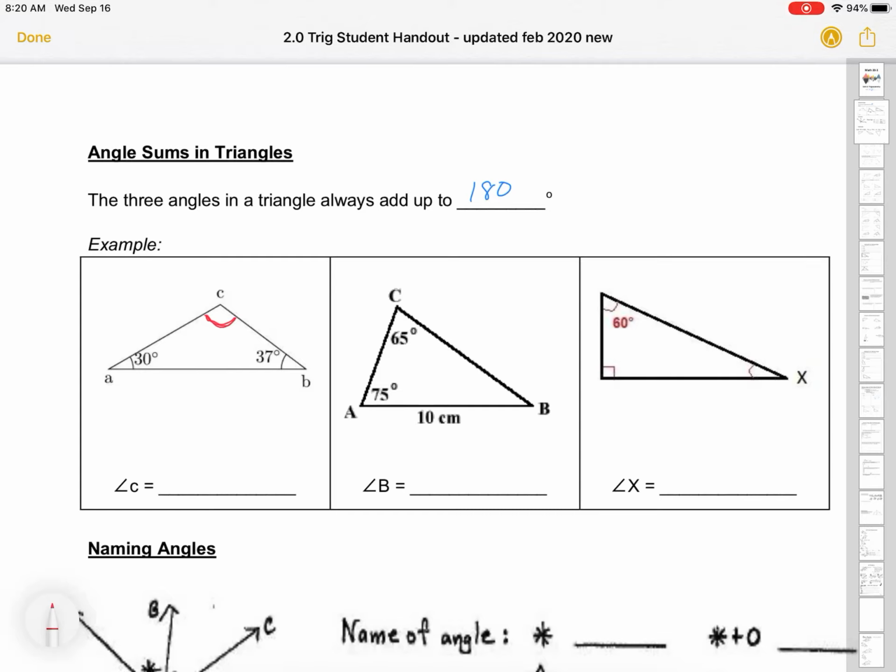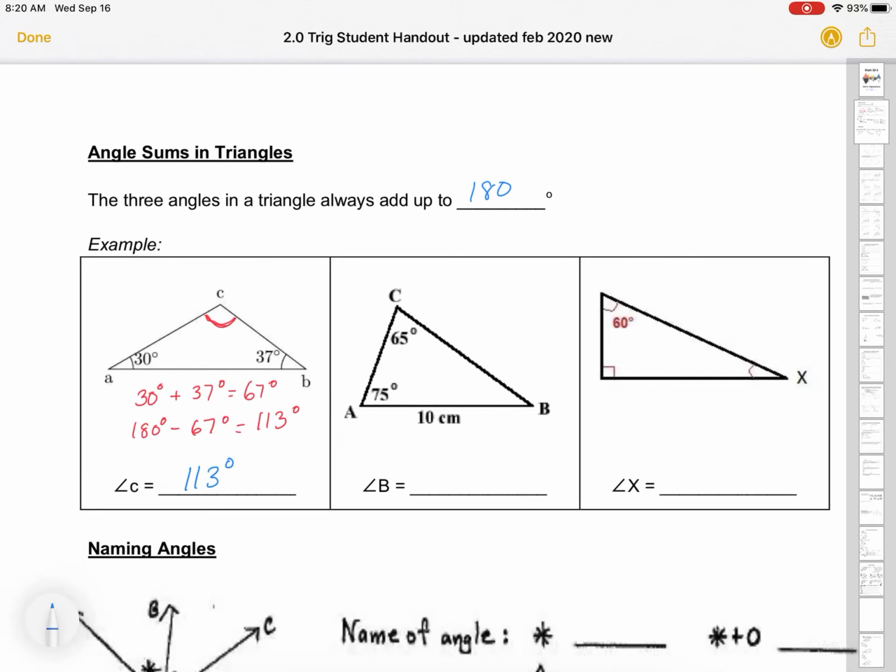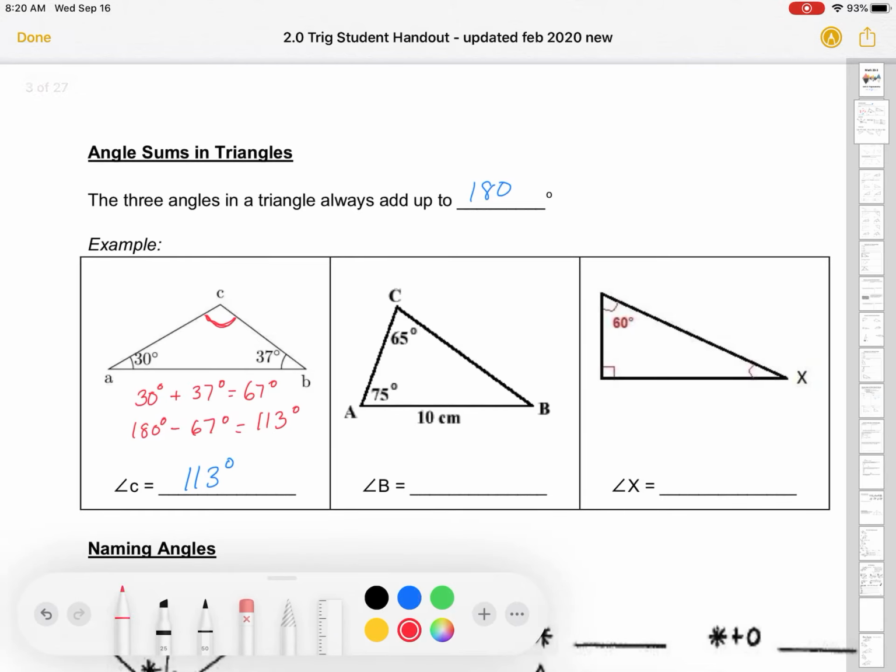Okay, so I know that the three angles have to add up to 180. So if I add up the other two angles, 30 degrees plus 37 degrees, they add up to 67 degrees. 180 minus 67 equals 113 degrees. So that means that my angle C is going to equal 113 degrees. And you can check that. 113 plus 30 plus 37 adds up to 180. Okay?